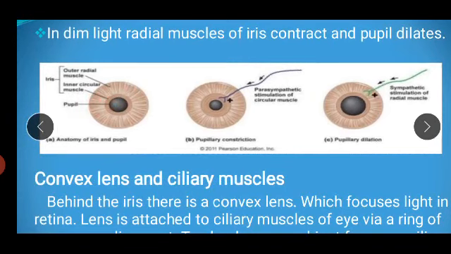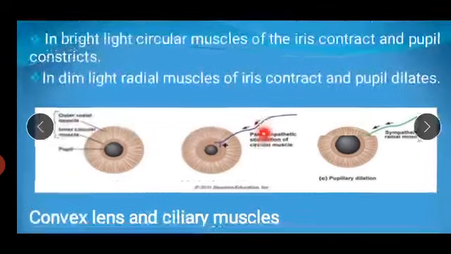and here is the pupil. Because of the contraction and dilation of these two sets of muscles, the size of this pupil is adjusted. Right? We will see how it is adjusted.